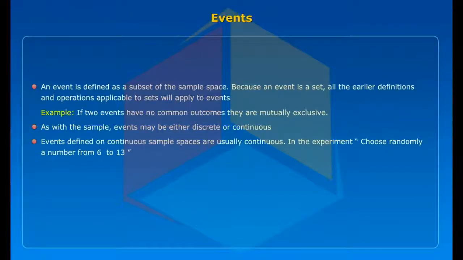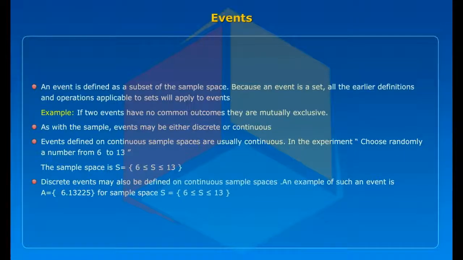Events defined on continuous sample spaces are usually continuous. In the experiment, choose randomly a number from 6 to 13. The sample space is S, where S lies between 6 and 13.